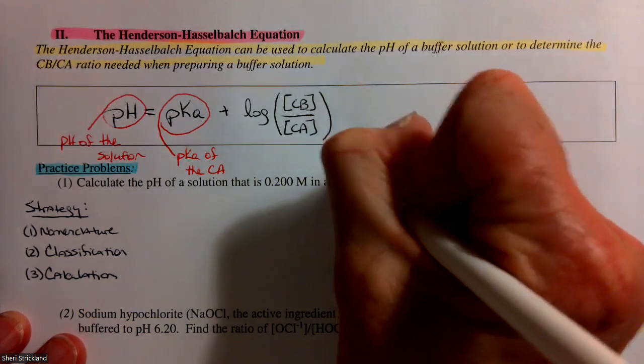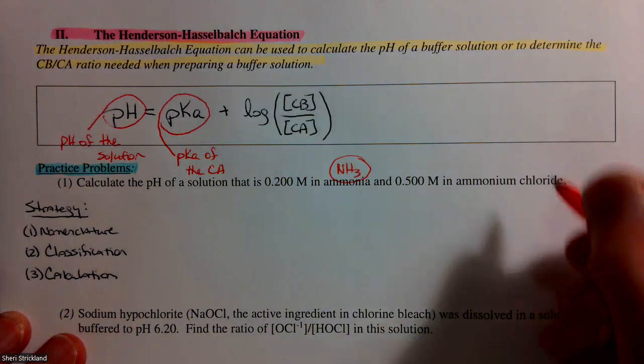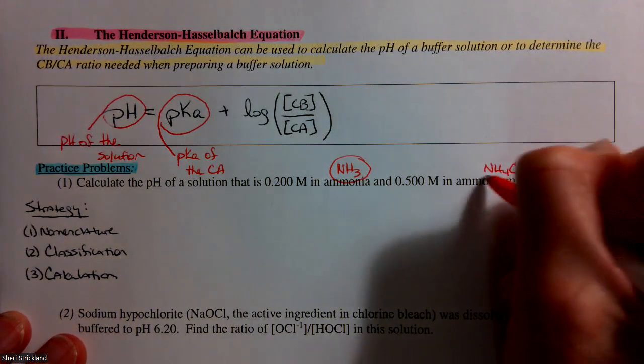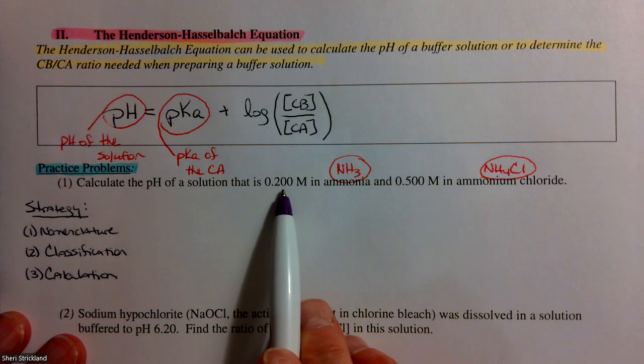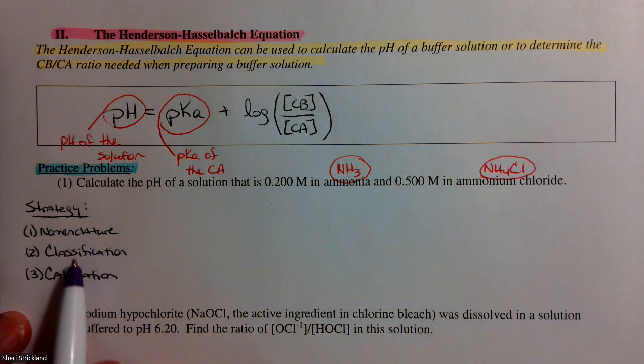So ammonia is NH3, and ammonium chloride is NH4Cl, and we're just going to start with the simple ones. There are much larger ones that we'll see as we go along. So we know that we've got a conjugate base and its conjugate acid tied up in a soluble salt. So we're good to go.